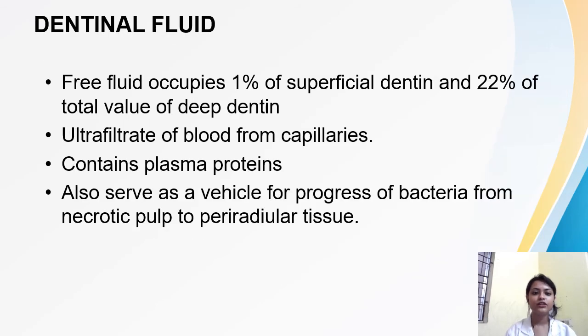Now dentinal fluid. Free fluid occupies 1% of the superficial dentin and 22% of the total volume of the deep dentin. What is the dentinal fluid actually? It is the ultrafiltrate of the blood from capillaries. It contains plasma proteins. It also serves as a vehicle for progress of the bacteria from necrotic pulp to periradicular tissue.